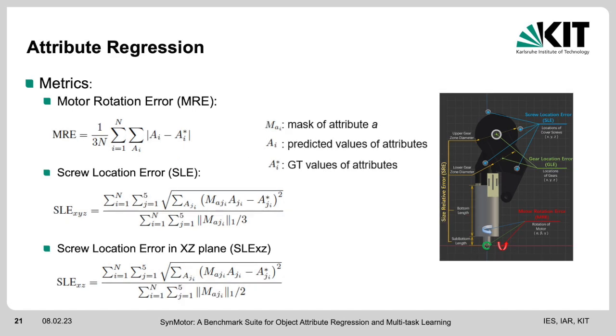Motor rotation error evaluates the absolute motor rotation error, and screw location error evaluates the distance error between the predicted cover screw locations and their ground truth, same as gear location error on the XZ plane. The screw location error XZ considers the XZ plane. Moreover, apart from the above separate tasks, multitask learning or even multimodality learning are also possible with our dataset.